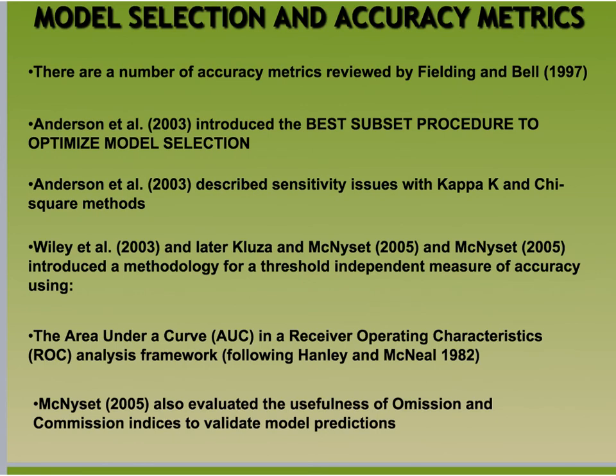So we have additional training videos for you to learn about the best subset procedure, but the best subset procedure is the way we arrive at those 10 models out of the 100 or 200 models that we originally constructed within the experiment. And the papers by Wiley and others, 2003, Kluse and McNeesett, each in 2005, introduced a methodology for applying the area under the curve in a receiver operating characteristic or a ROC analysis, and that's now a common metric for evaluating GARP models.